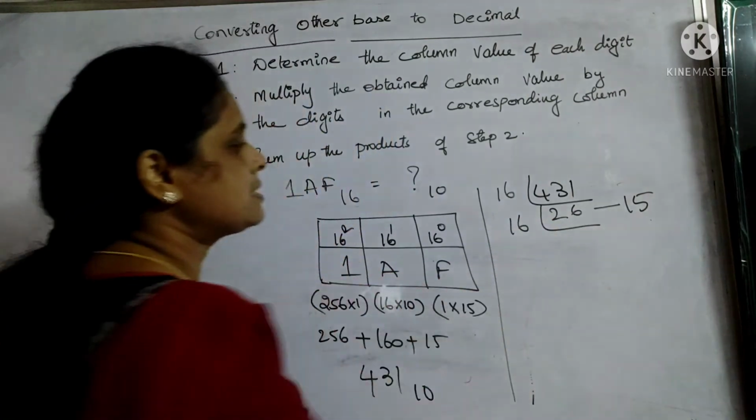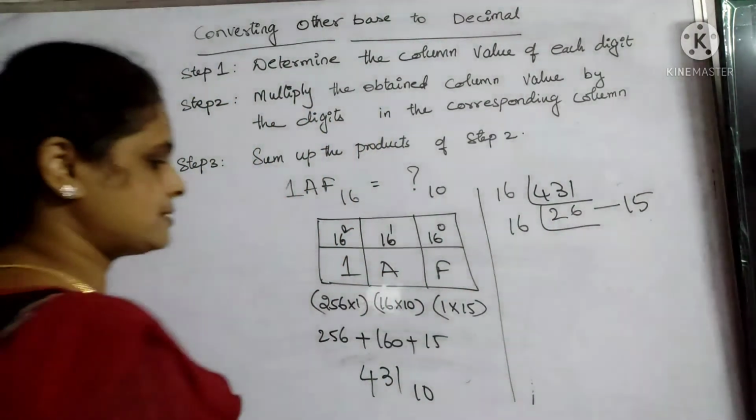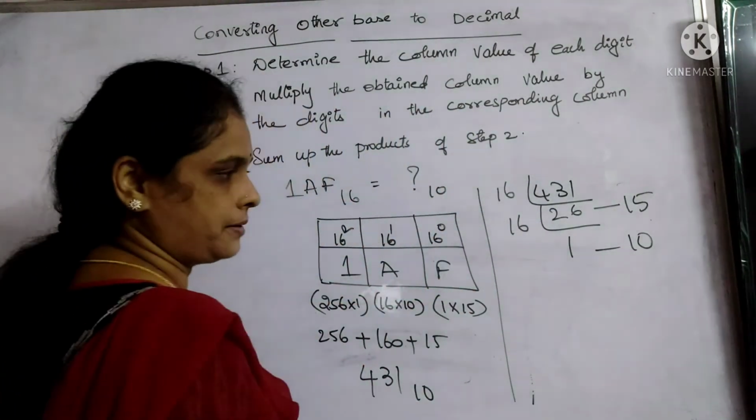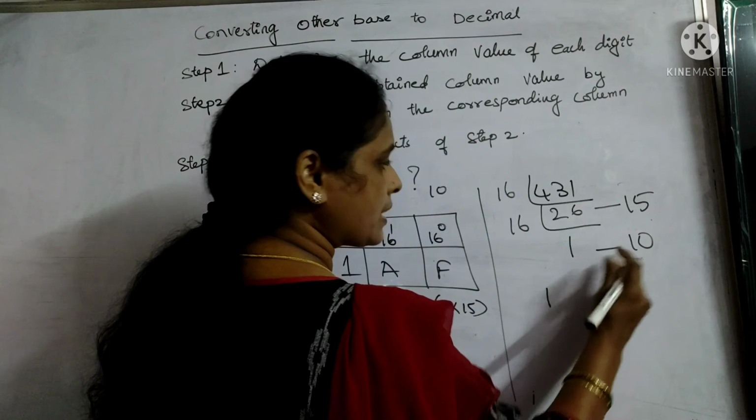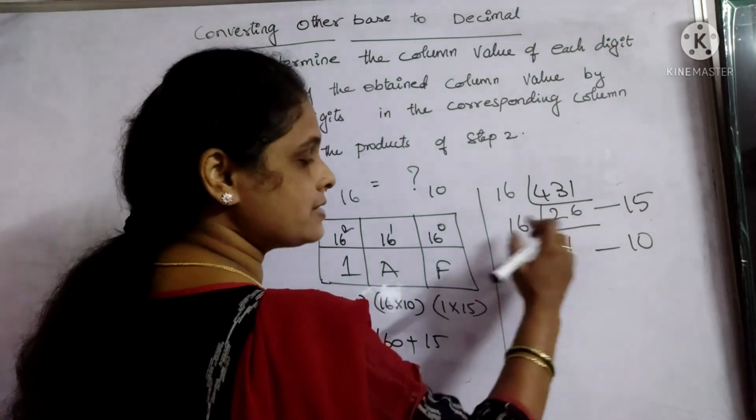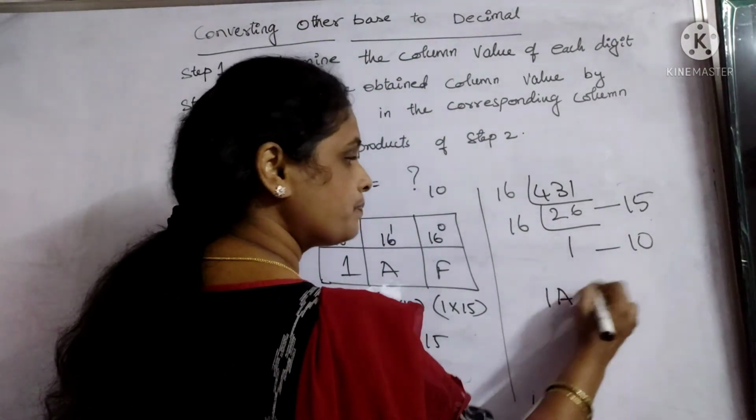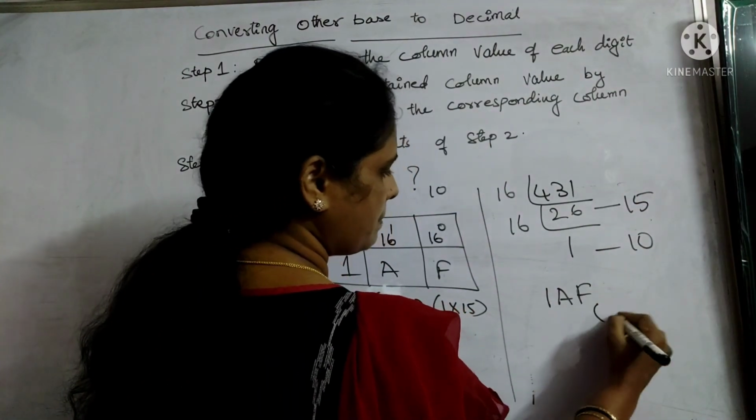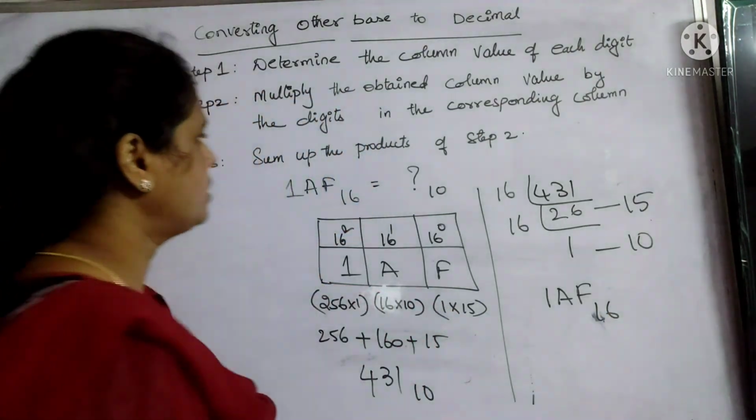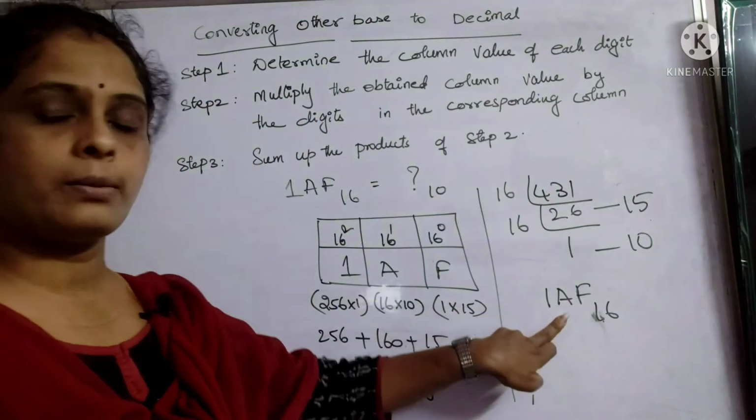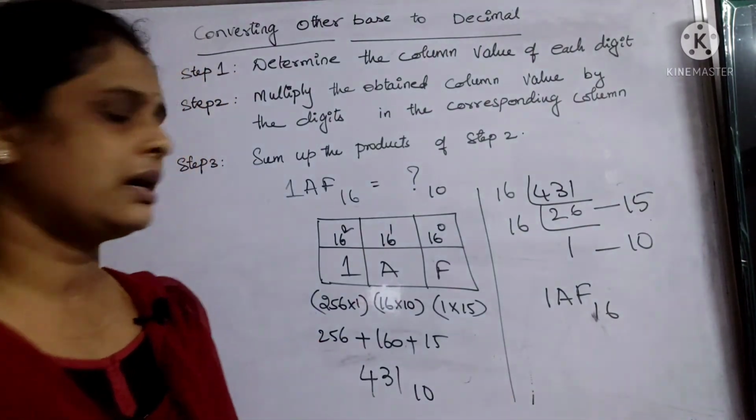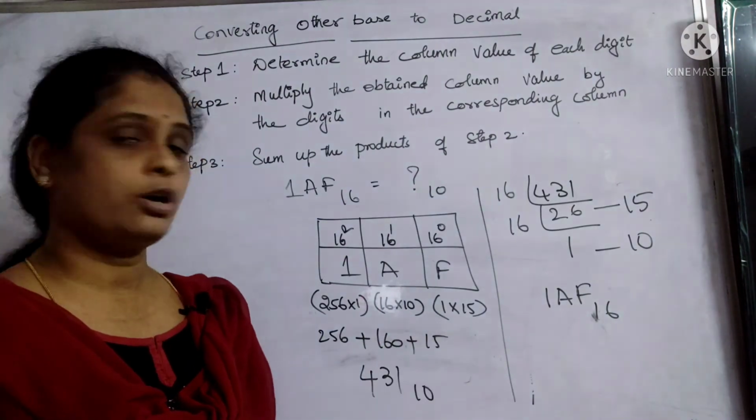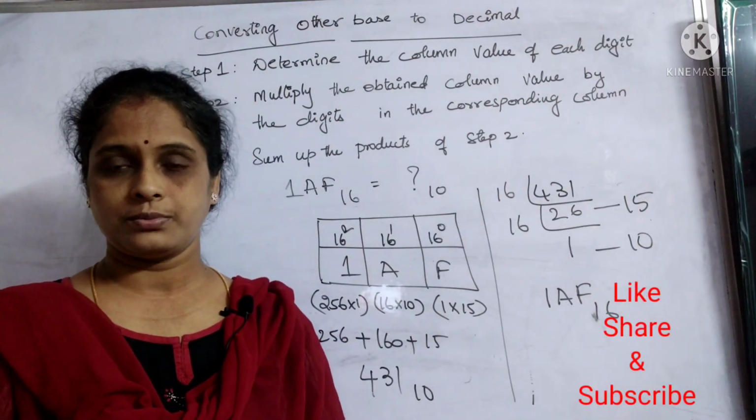Then 16 ones are 16. Yes. So how much is the remainder here? I get 10 as the remainder. Right. 10 means it is in the hexadecimal number system. 10 means A and 15 means F. So this is in base 16. I came from base 10 and I got base 16 here. So this is how conversions are done from another base to the decimal number system. Hope today's class was clear for you. Thank you for watching.